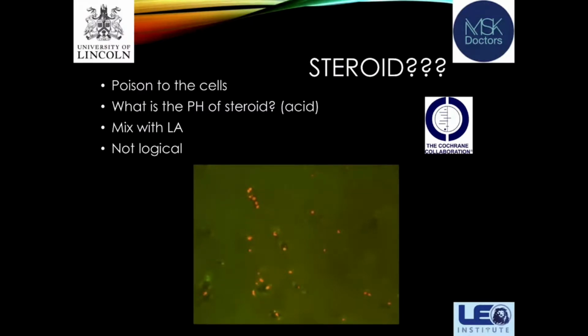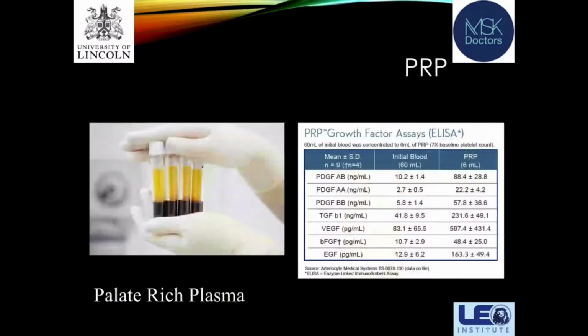Now, there's a very, very good review done by the Cochrane group, which is one of the highest evidence that we can get. It suggests that we should not use steroid to treat osteoarthritis. It really makes no logical sense at all. So, if I say we shouldn't use steroid, what should we use instead?